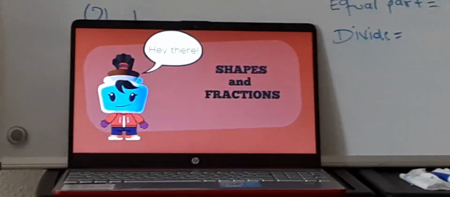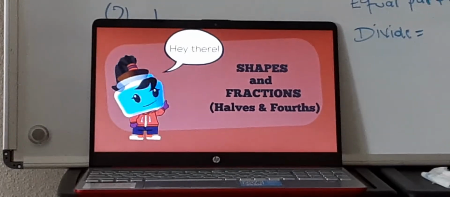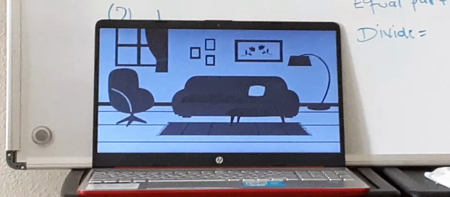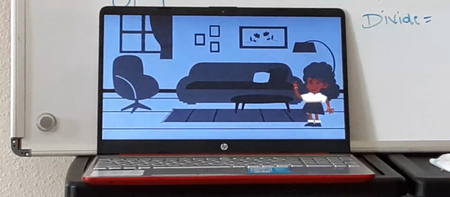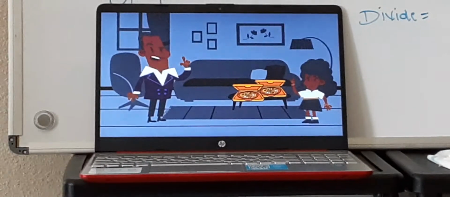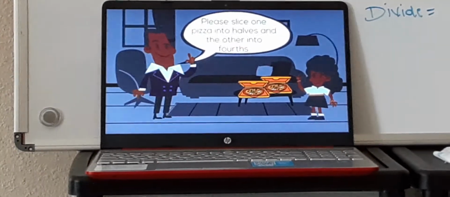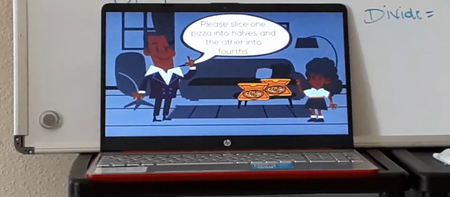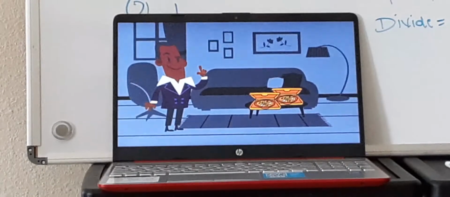Hey there! Today we will be learning about shapes and fractions. In this lesson, we will be focusing on halves and fourths. Let's learn all about this by helping our friend Sarah. Sarah's dad bought 2 boxes of pizza. He asked her to slice one of the pizzas into halves and the other pizza into fourths. She's not quite sure how to do that, so that's why we're here to help.